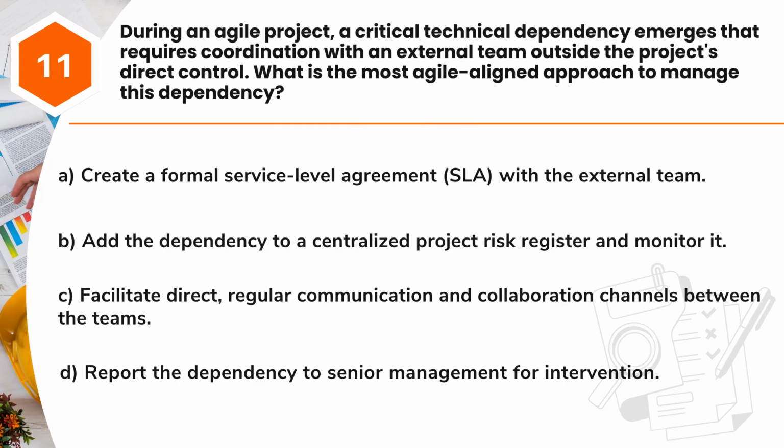Question 11. During an Agile project, a critical technical dependency emerges that requires coordination with an external team outside the project's direct control. What is the most Agile-aligned approach to manage this dependency? A. Create a formal service level agreement, SLA, with the external team. B. Add the dependency to a centralized project risk register and monitor it. C. Facilitate direct, regular communication and collaboration channels between the teams. D. Report the dependency to senior management for intervention.